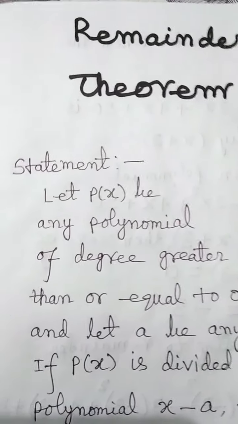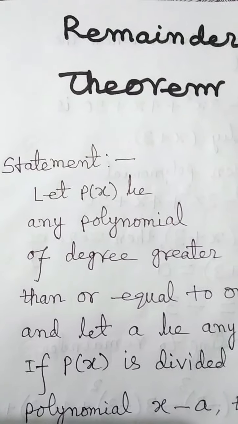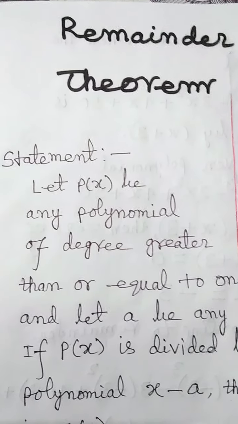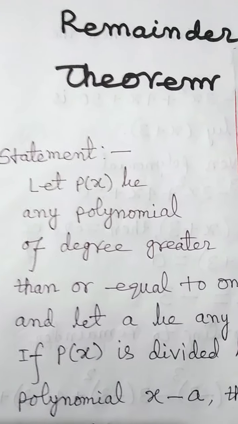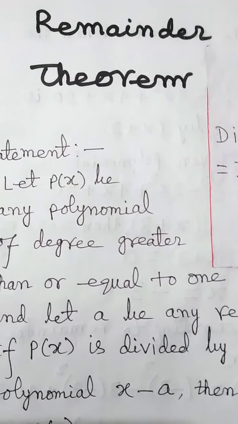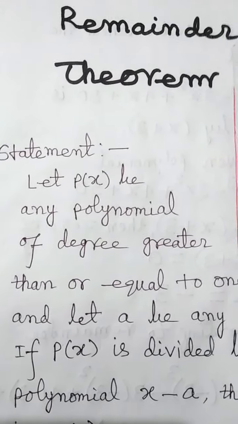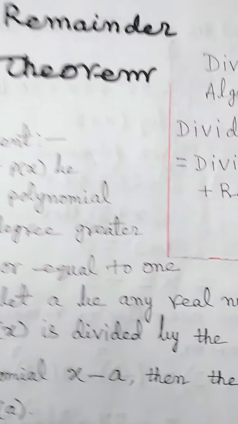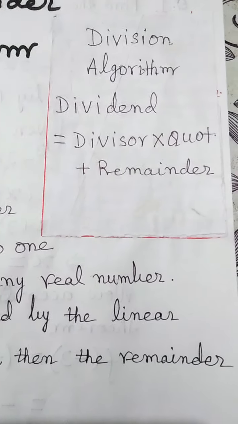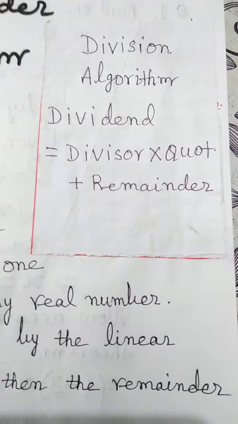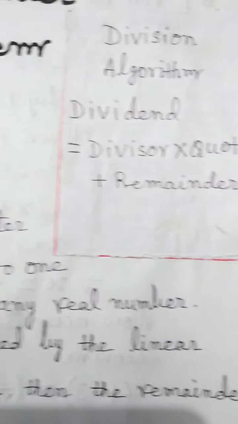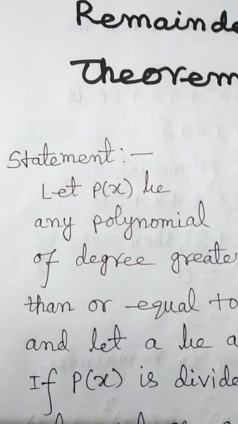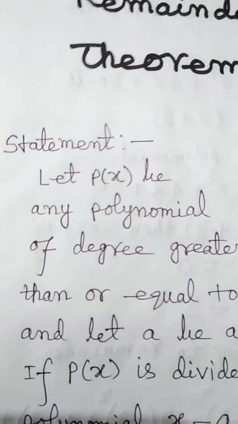Firstly, understand its statement. What is a polynomial? A polynomial is an algebraic expression in which variables involved have non-negative integral powers. It means powers of the variable will be non-negative integers or whole numbers. Powers will be 0, 1, 2, 3, 4, etc.